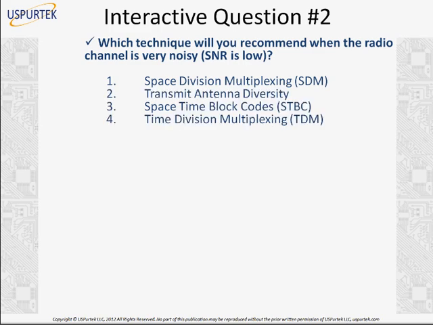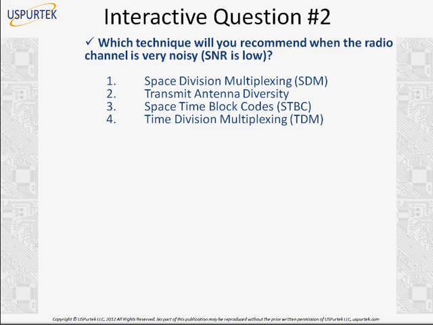Okay. Now, before we move on, let's have another question here. Which technique will you recommend when the radio channel is very noisy? In other words, the signal to noise ratio is very low. So please type your answer. The first one is space division multiplexing. The second one is transmit antenna diversity. Number 3 is space-time block codes. Number 4 is time division multiplexing. Well, some answers are coming in.